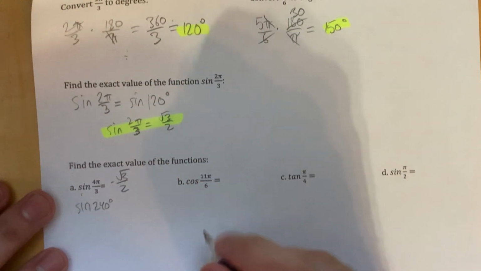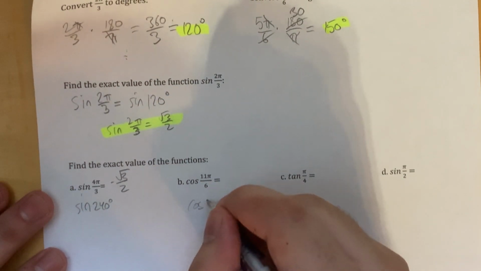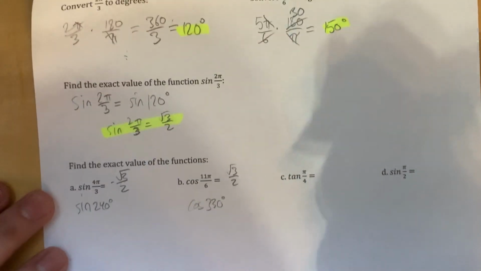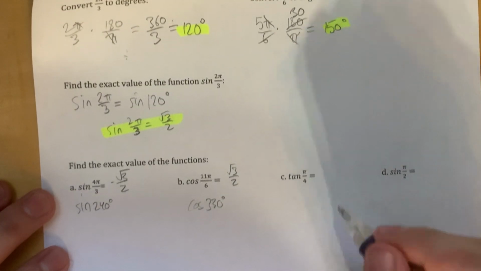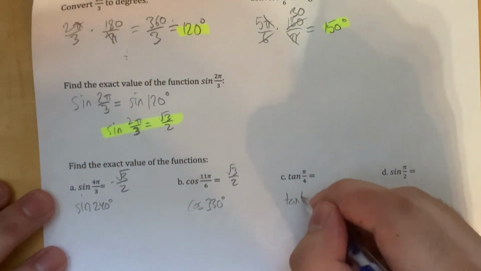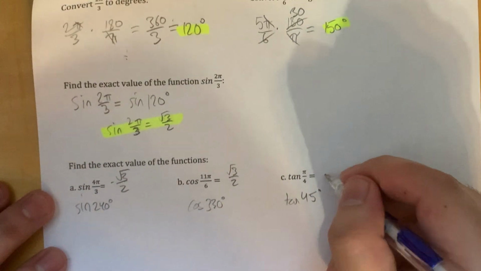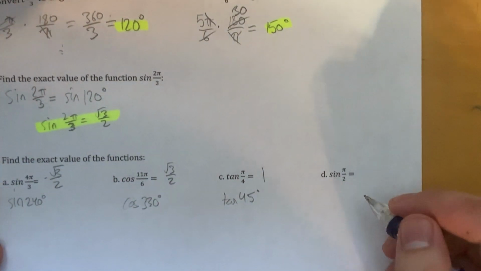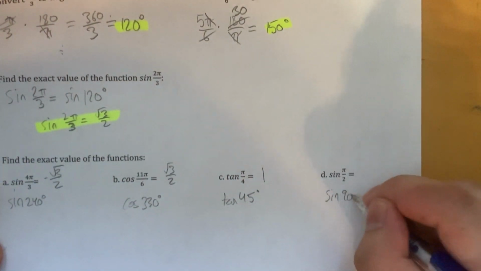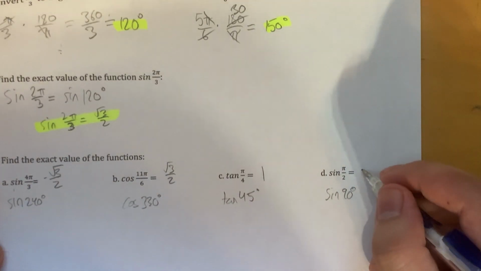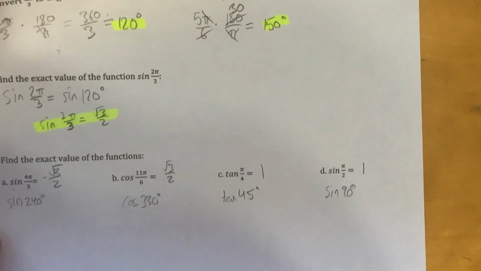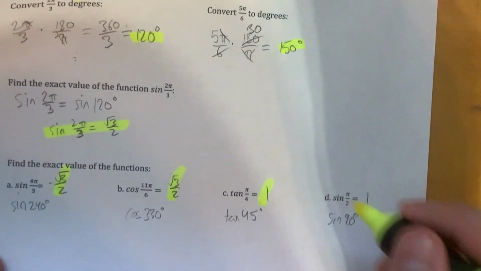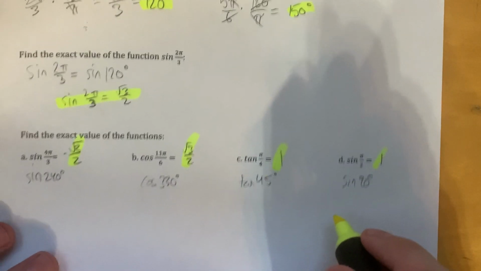Cosine of 11 pi over 6 is equal to cosine of 330 degrees, which is equal to square root 3/2, right? From our unit circle. Oh, this one's tangent. This one's also equal to tangent of 45 degrees, which is equal to 1. Sine of pi over 2 is equal to sine of 90, which is also equal to 1, right? Answer. Boom, boom, boom. And we're done.